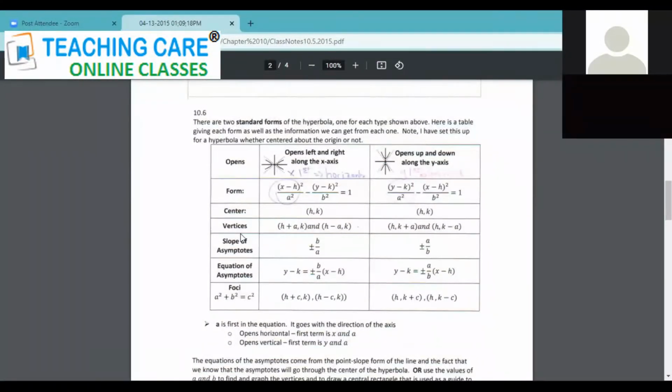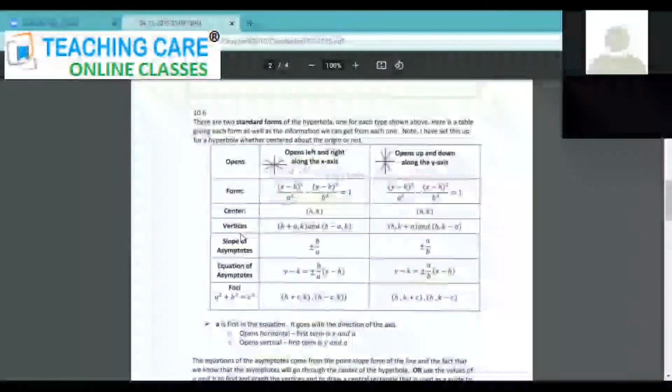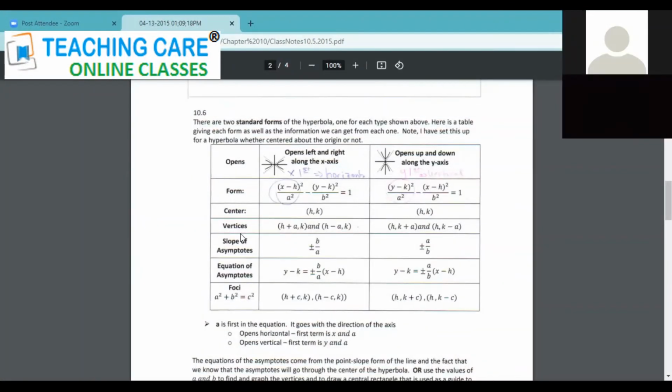So in general, you can make a note of this table. It will be useful for you when you're doing the problems. There are 2 standard forms of hyperbolas. So the first one you can have is this.